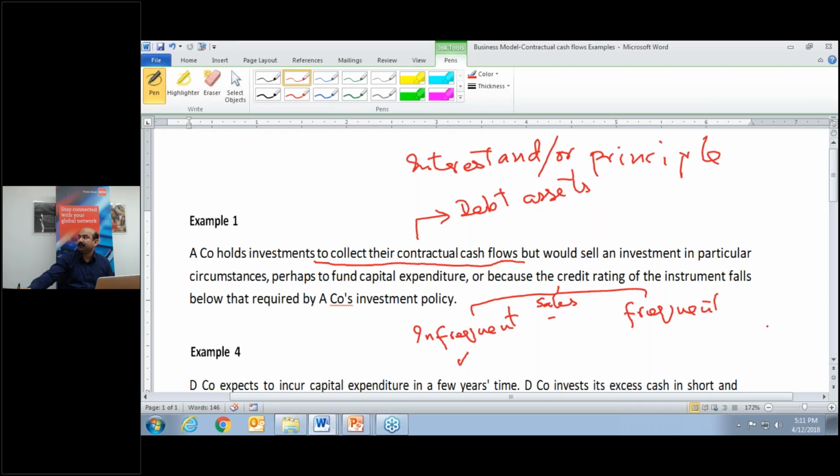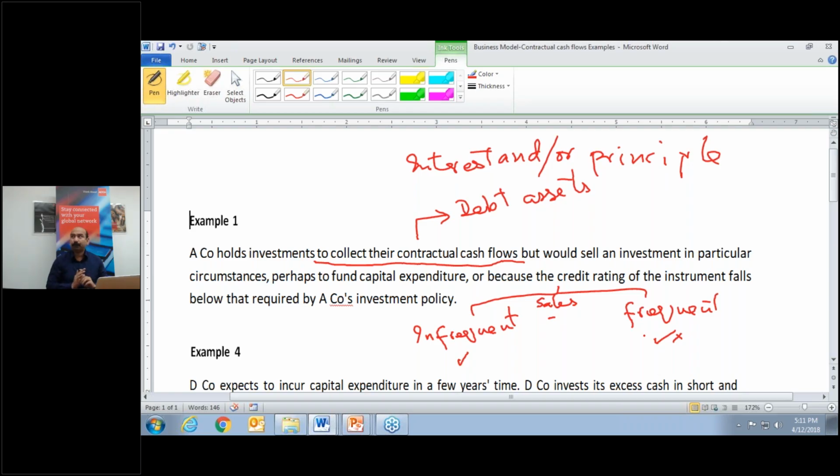But if sales become frequent, then a company might be required to reconsider whether the sales were consistent with an objective of collecting contractual cash flows. Of course, in that case, because the actual management of that portfolio has changed, this objective will no longer be there. If this objective is no longer there, this means you cannot measure your debt asset at amortized cost. Then you will have to measure it in other ways.